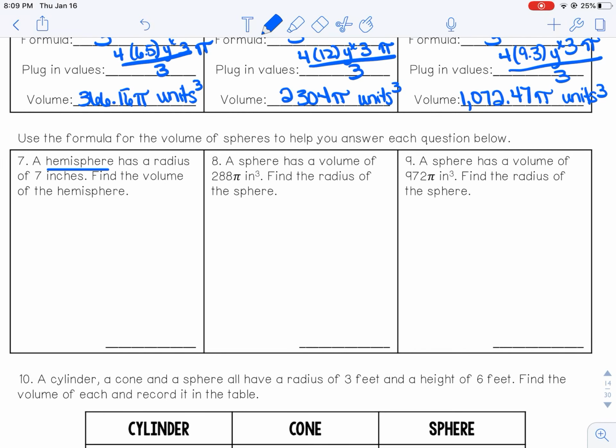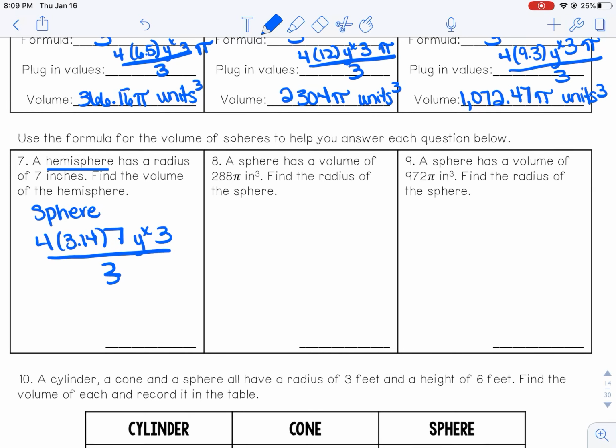So first, let's find the volume of a sphere. So we're going to find the sphere using our radius of 7. Now, it doesn't tell us to keep it in terms of pi, so I'm just going to go ahead and use 3.14. So I'm going to say 4 times 3.14 times 7, and I'm going to raise it to the power of 3. Take all of that, divide by 3.